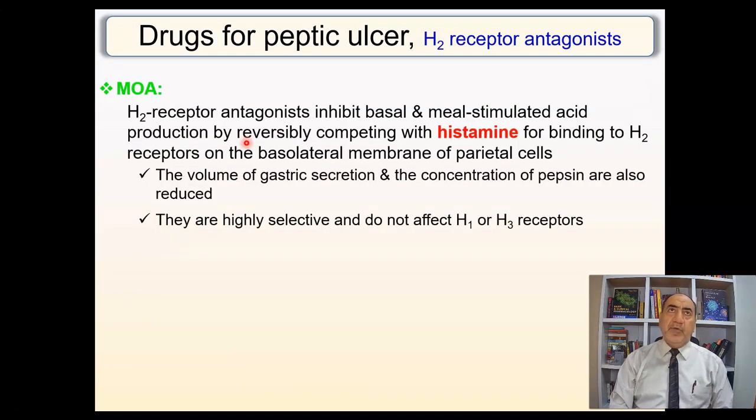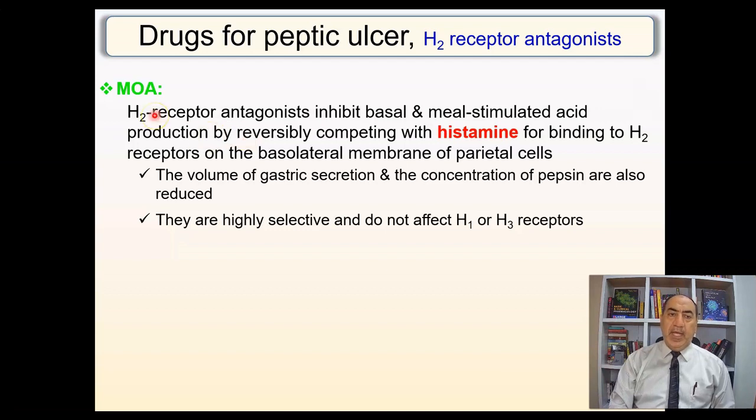They were developed in the early 1970s, and they were one of the most commonly used drugs worldwide until the advent of the proton pump inhibitors, and also the knowledge about H. pylori. That's one of the main positive factors of peptic ulcer. Then the proton pump inhibitor use went up, and the H2 blocker use declined.